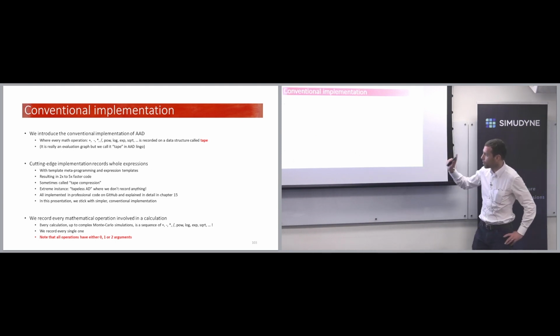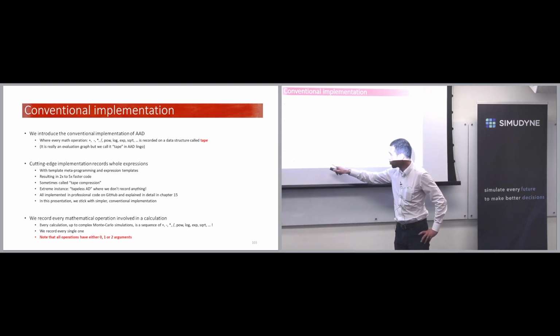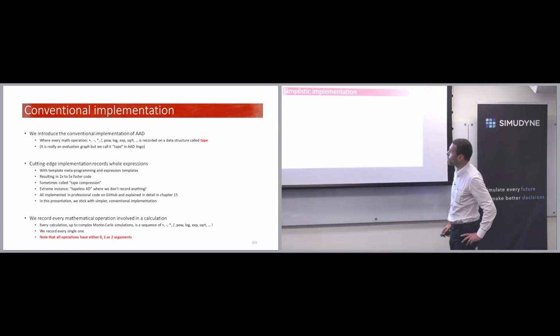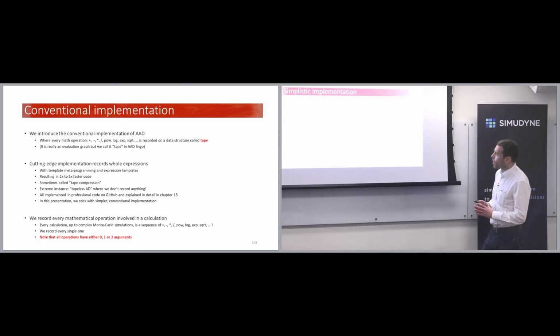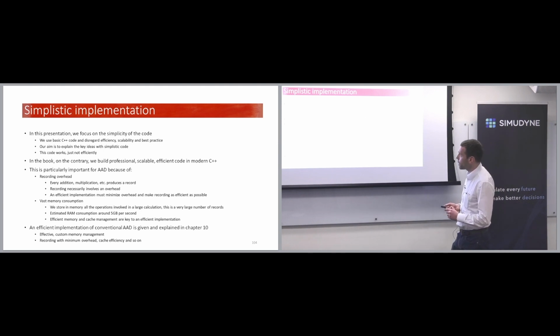Okay, so we have a sequence of operations, each one with either 0, 1, or 2 arguments. In this presentation, we focus on the simplicity of the code. I want to show you how to do that with very basic C++ code. And in particular, I will disregard efficiency, scalability, and best practice. I will just use code as simple as possible to explain the key ideas. And actually, this code does work, just not super efficiently.